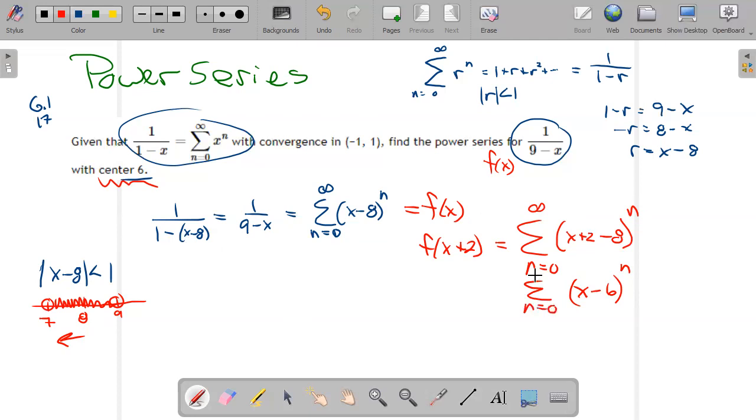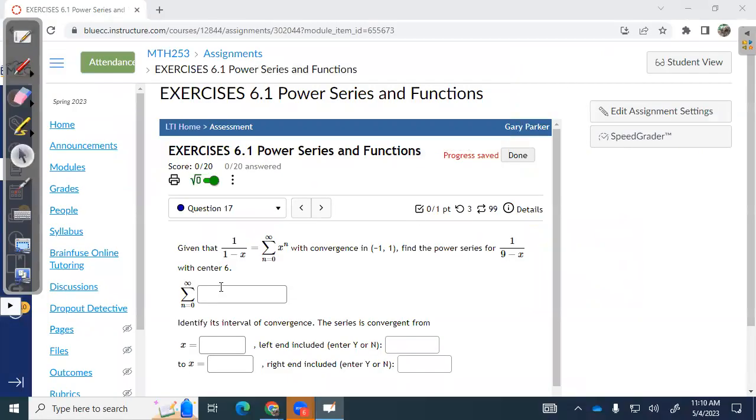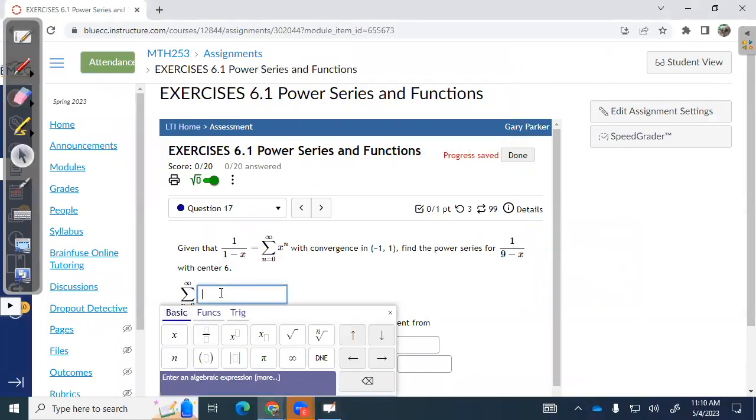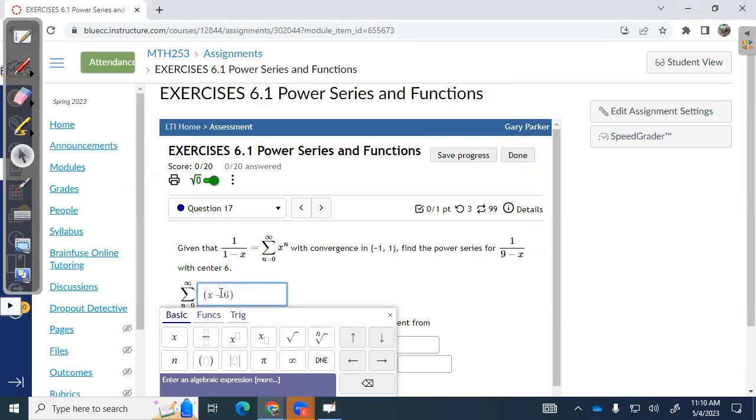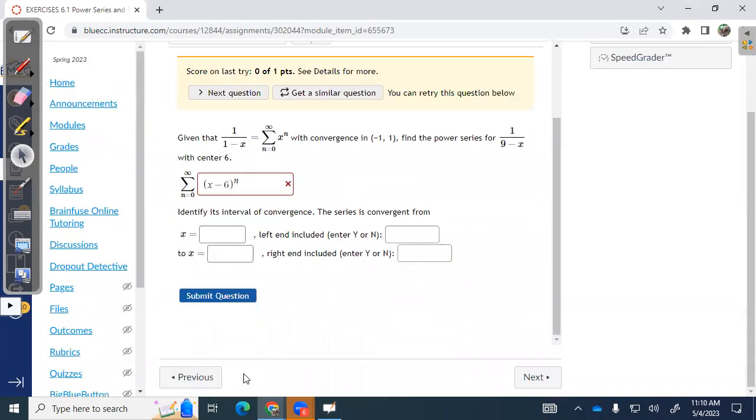So this series is now centered at 6, but it's not the same function as this one anymore, because again, we shifted it over 2 units. So that seems like it shouldn't be an acceptable answer. Let's see what the homework was looking for there. So my first guess is x minus 6 raised to the power n. Yeah, and that is not a correct way to do it.